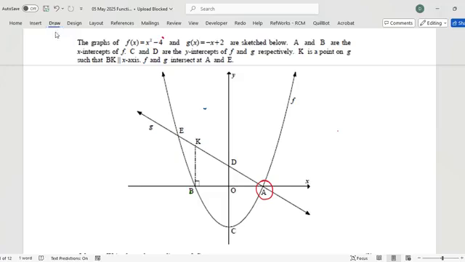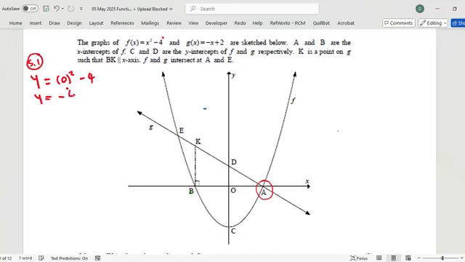Now, we said C is the y-intercept. So we're going to say y is equals to, in place of x, we put 0 squared minus 4. Why are we putting 0? Because on the y-intercept or on the y-axis, x is 0. So we find our answer, y is equals to -4. If I write the coordinates, the coordinates of C: x is 0 and y is -4.